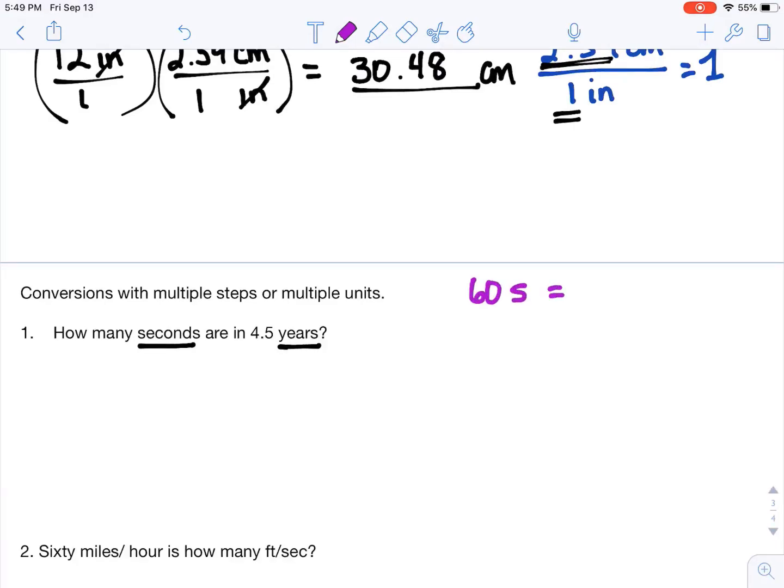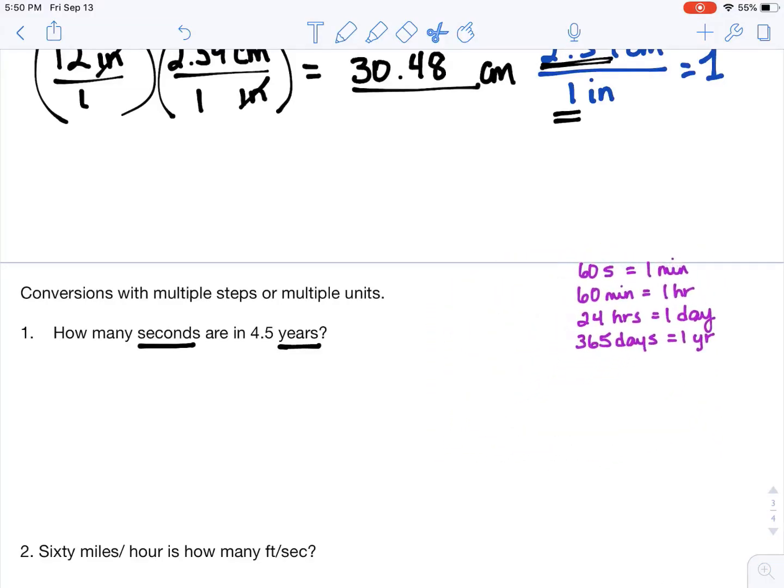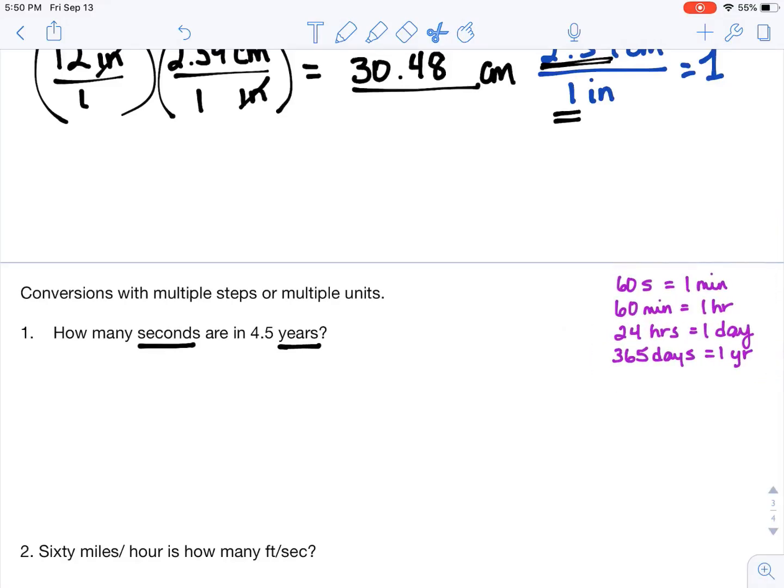60 seconds is equal to 1 minute. That's a relationship of time that might help me. 60 minutes is equal to 1 hour. That's another relationship of time that might help me. There are 24 hours in a single day. Okay, maybe we're getting closer, right? At least our time is getting bigger. And we also know that there are 365 days in 1 year. Now, if I want to, I'm just going to minimize this a little bit so that we have room, right? There are our relationships that we can use.